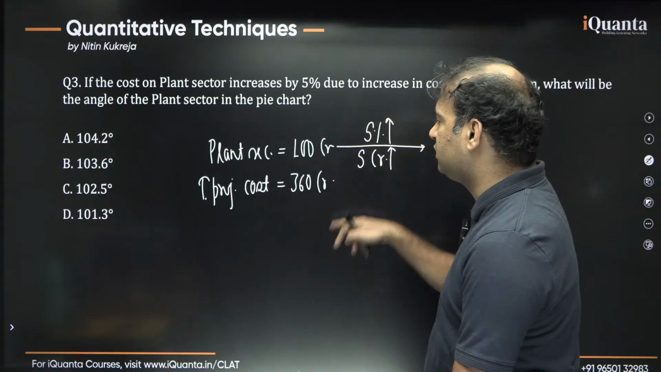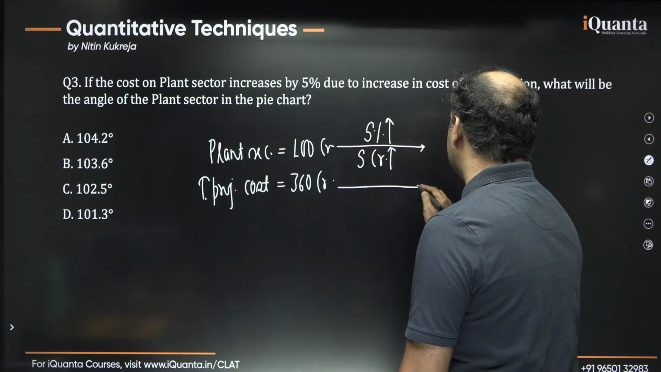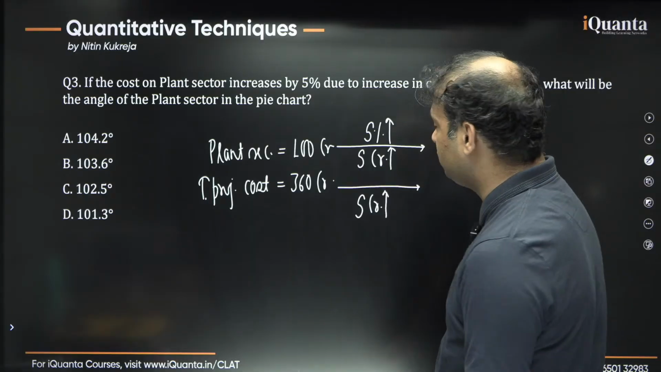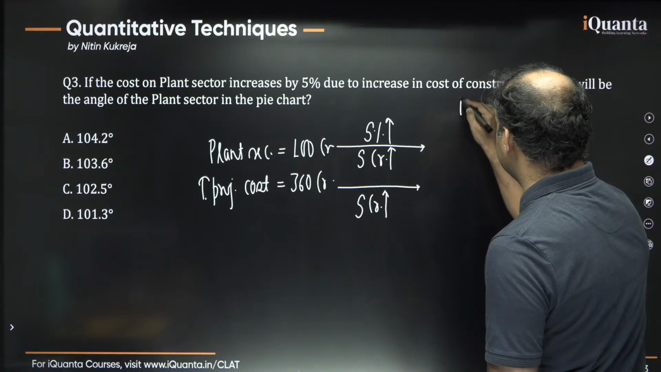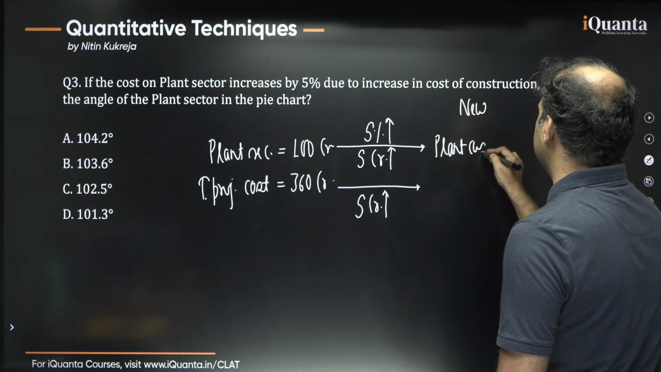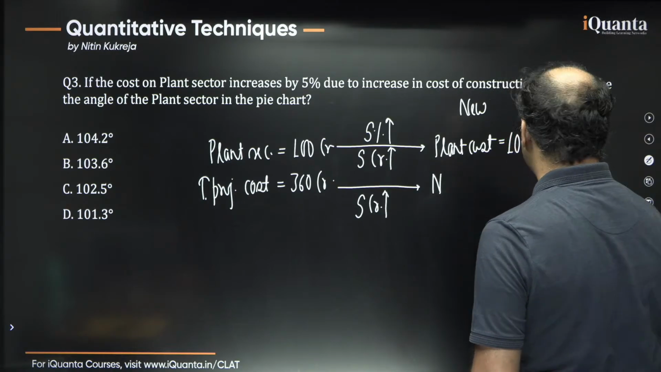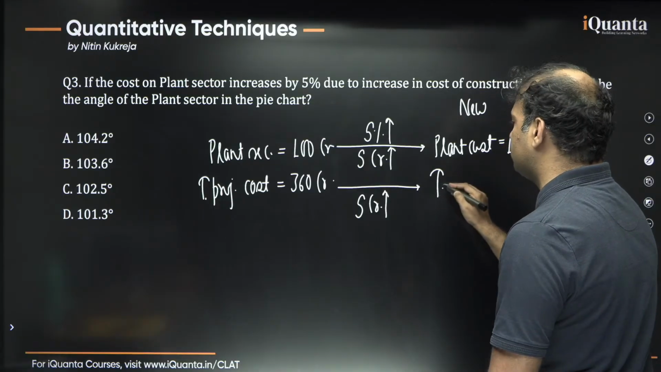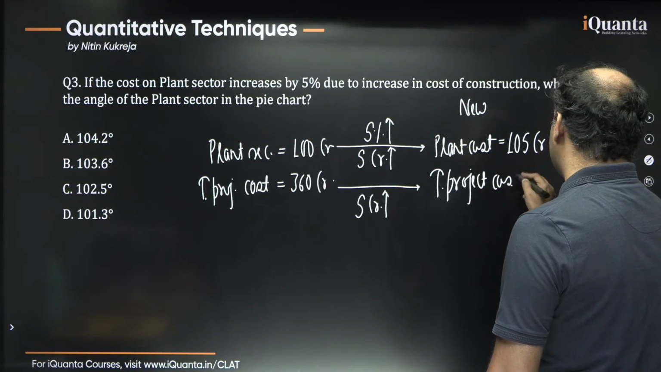Because the plant sector is increasing by 5 crores, the total project cost will also increase by only 5 crores, because the cost of no other sector is increasing or decreasing, right? So guys, now the plant cost will be what? The new plant cost must be, we'll say, 105 crores, right? And the new total project cost will be how much? It will also increase by 5, so it will become 365, right? Simple. Total project cost will become 365.